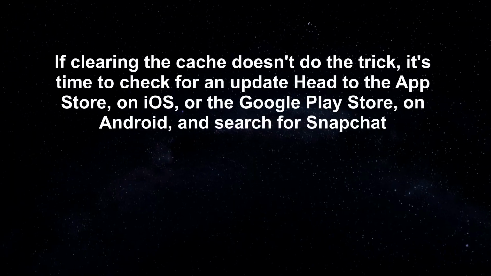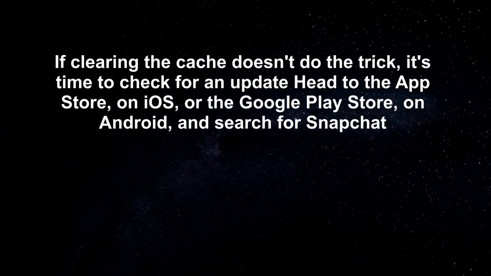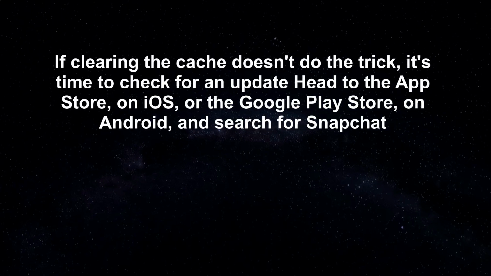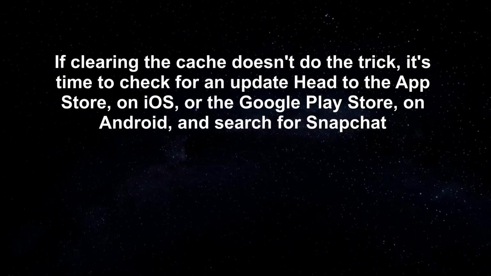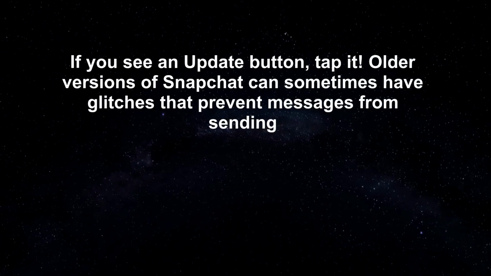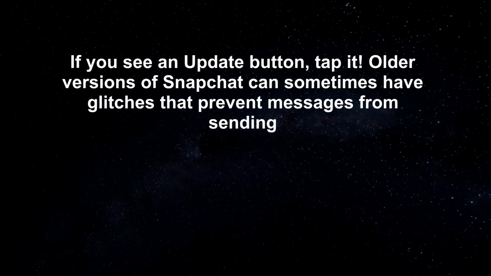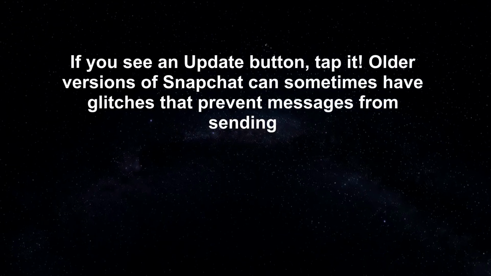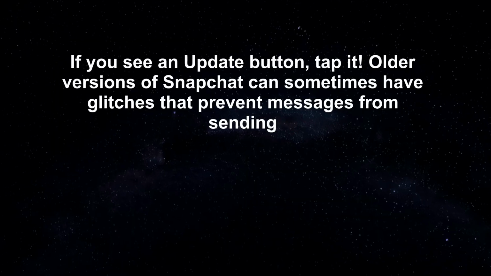If clearing the cache doesn't do the trick, it's time to check for an update. Head to the App Store on iOS or the Google Play Store on Android and search for Snapchat. If you see an update button, tap it. Older versions of Snapchat can sometimes have glitches that prevent messages from sending.